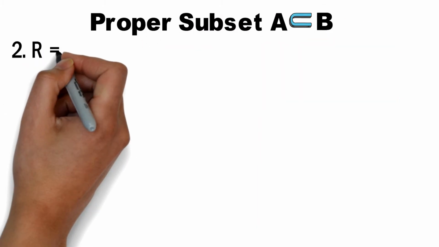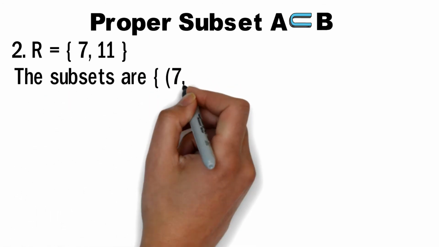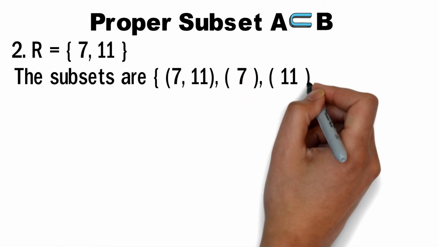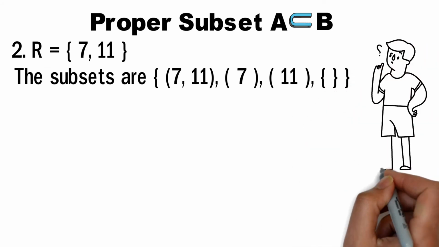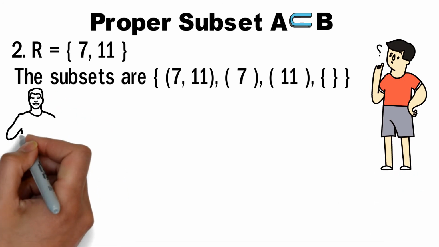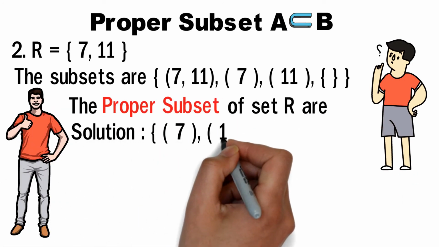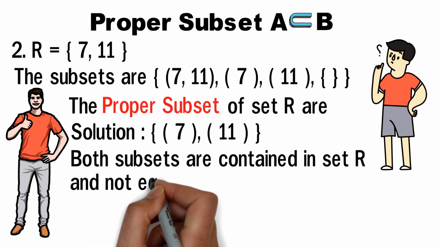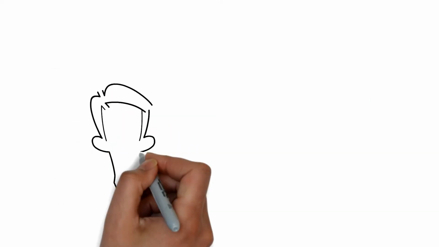Next is set R, composed of the elements 7, 11. The subsets of set R are {7, 11}, {7}, {11}, and null set or empty set. Now, what are the proper subsets of R students? Tama ka na naman. The proper subsets of set R are {7}, {11}. Both subsets are contained in set R and each subset are not equal to set R.